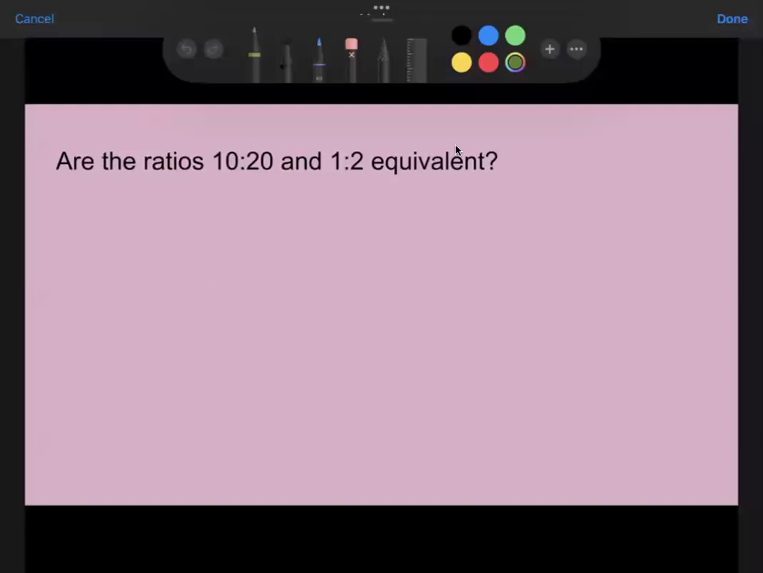As you remember, we can write ratios in three different ways. We can write number colon number, we can write number to number, or we could write number over number, like a fraction. So the easiest way for us to tell if these are equivalent, or the two different ways that we can do it, involve rewriting them in their fraction form. So I'm going to rewrite 10 to 20 as 10 over 20 and 1 to 2 as 1 over 2.